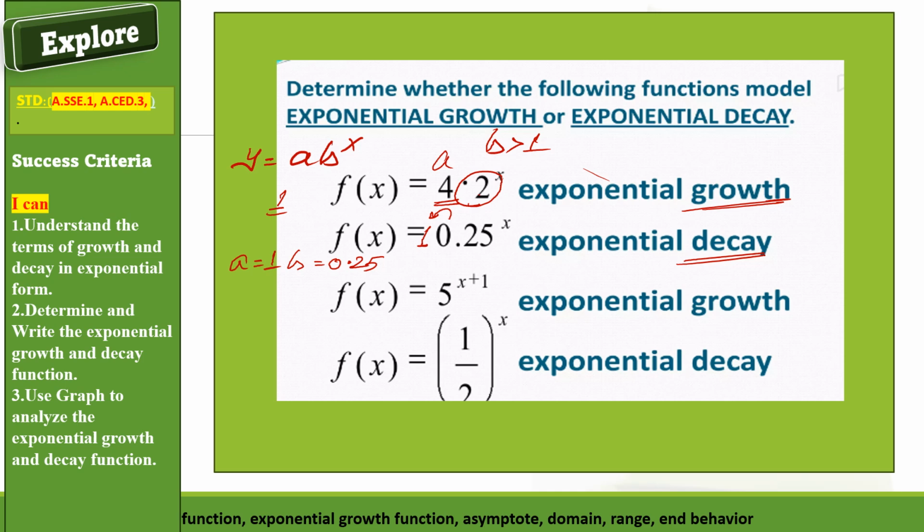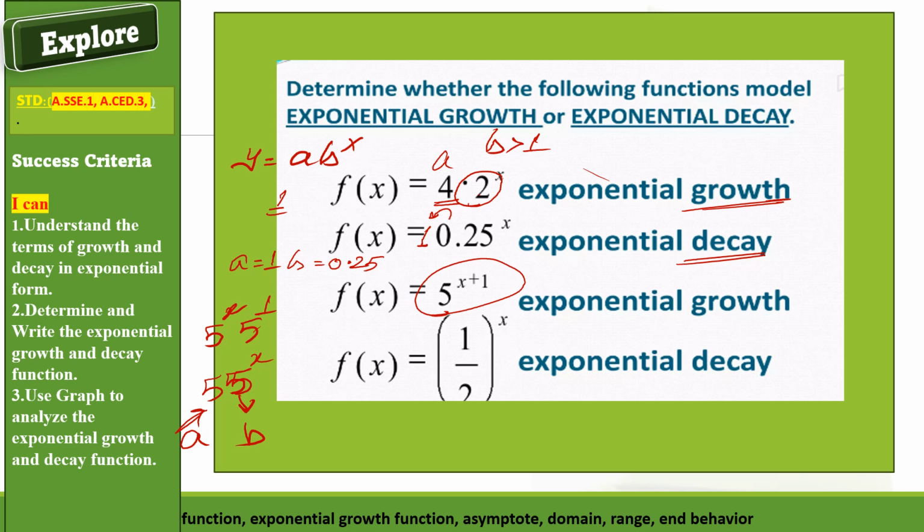Here 5 to the power of x plus 1. Actually, I am not going into depth, but if you look closely, it can be written as 5 to the power of x and 5 to the power of 1. Now 5 to the power of 1 gives you 5, and then you have 5 to the power of x. So this 5 is your a, and in 5 to the power of x, this 5 is your b. Only focus on this b. The b is greater than 1, which means it is exponential growth.